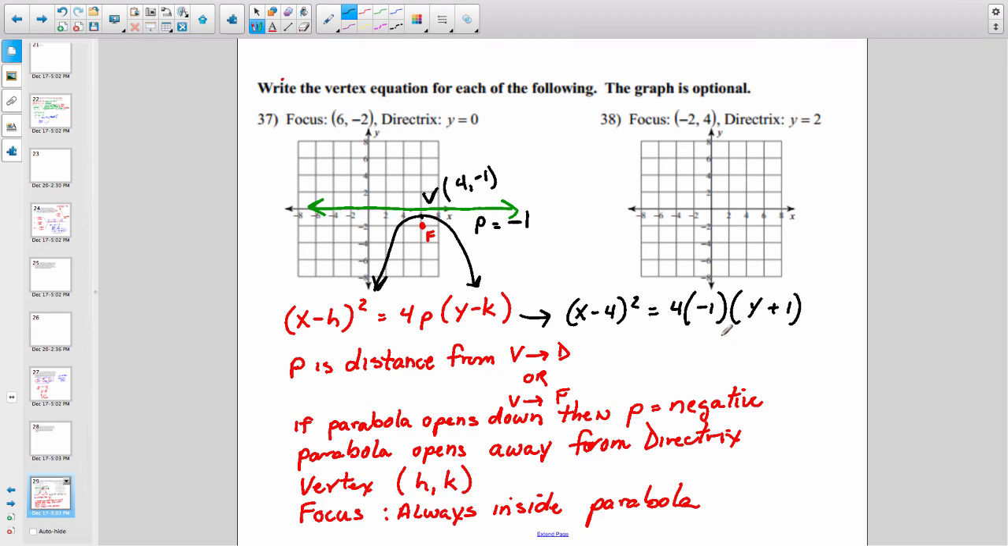The last thing we should do, just to be nice, is simplify that a little bit, just so we can write it nicely. So it would look like this. X minus 4 squared equals -4 parentheses y plus 1. And that's the vertex form. Nice.